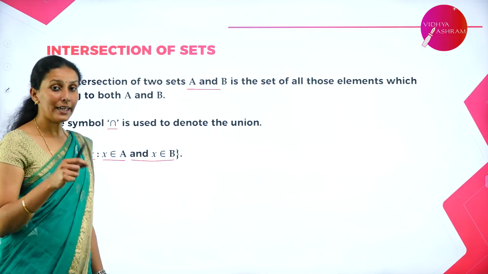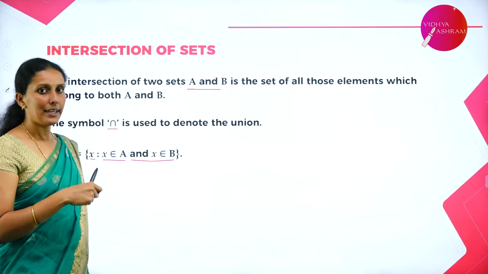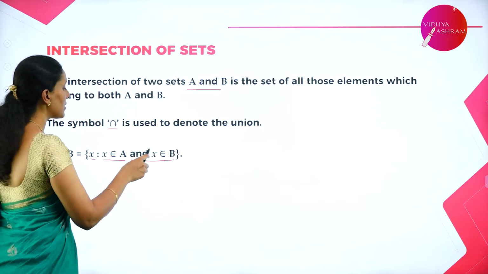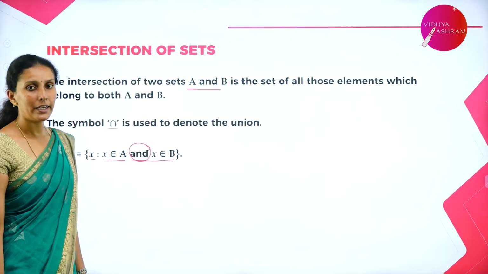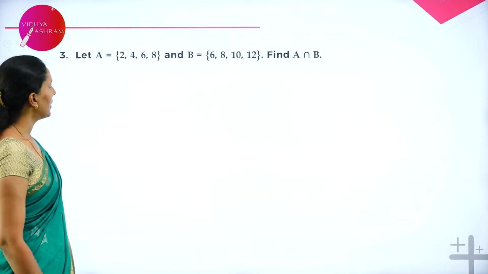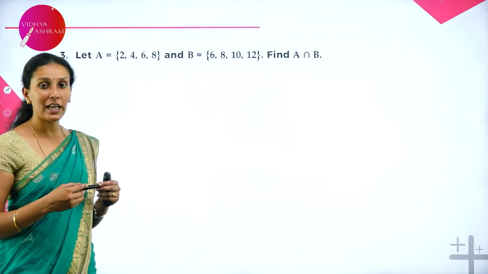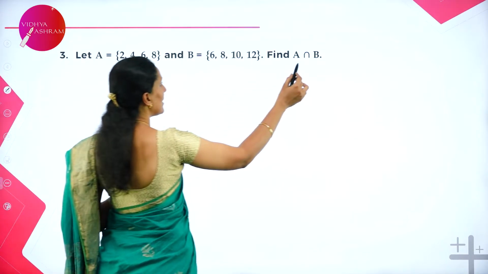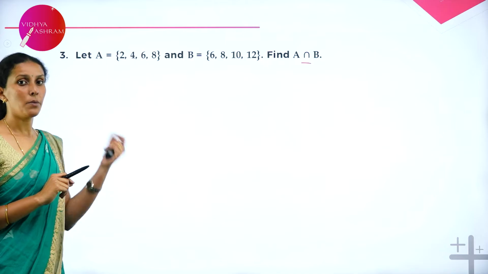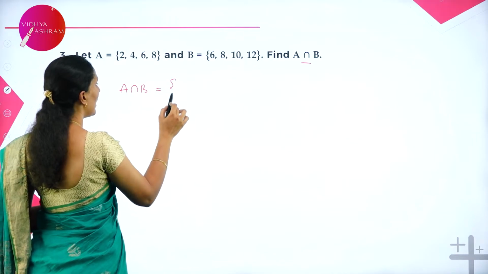When I say OR here, it is nothing but union. If the element is present in any one of the sets and we are writing it in the form of A union B, it is a union of sets. But if any element is present in both the sets, then we should write it in the form of an intersection of sets. So therefore, let us take an example here. Let A is equal to {2, 4, 6, 8} and B is equal to {6, 8, 10, 12}. Find A intersection B. I said intersection is nothing but writing the common elements in both A and B, or the elements which are in both A as well as B. So therefore, A intersection B is only {6, 8}.